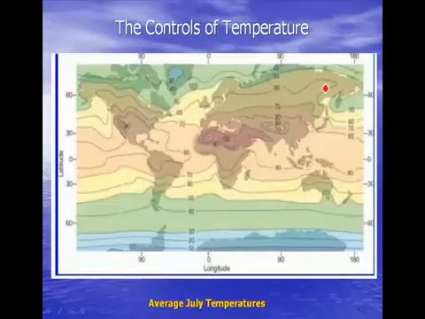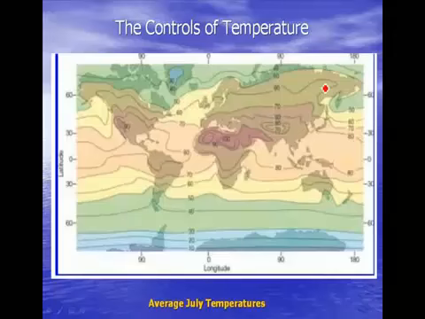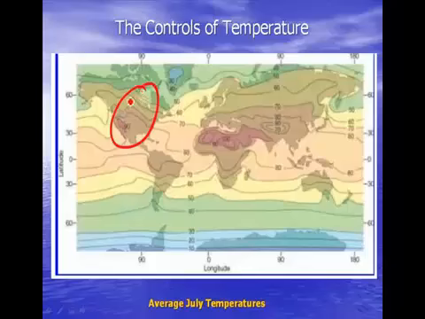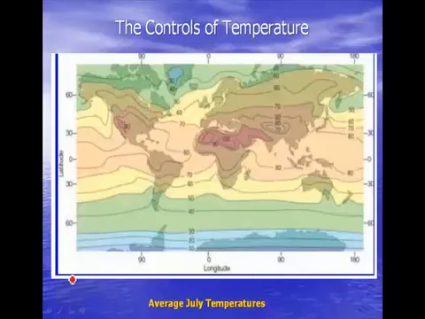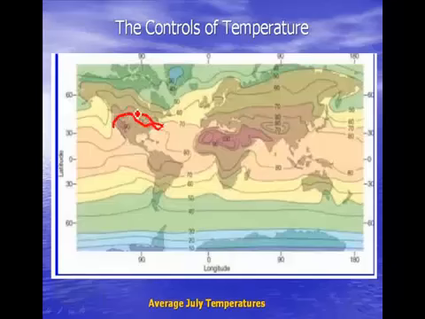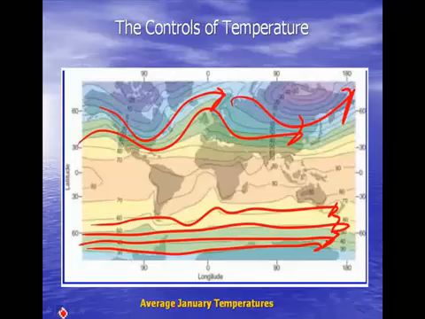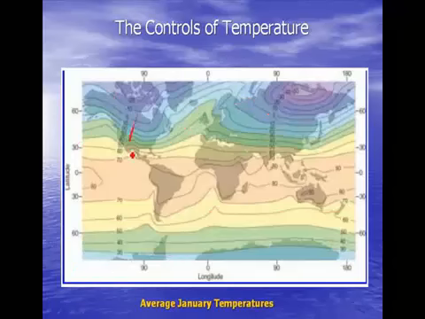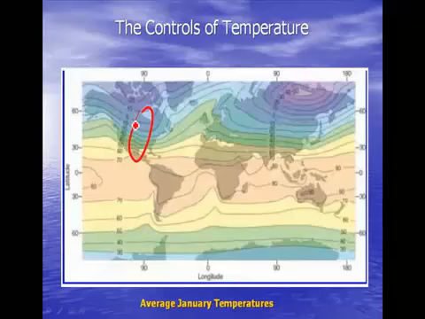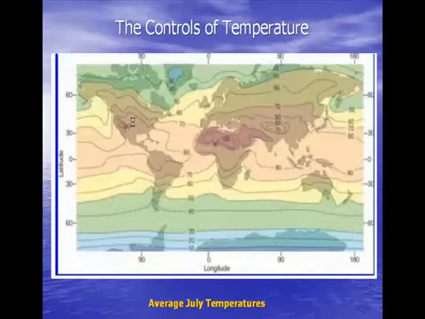Well, let's take a look at the average July temperature. Now, notice over the North American continent here, obviously temperatures are warmer. However, there aren't as many isotherms present. Okay, let's back up here a second. I'll clean this up here. Notice quite a few isotherms here. In other words, temperature changing rapidly as we go from north to south.